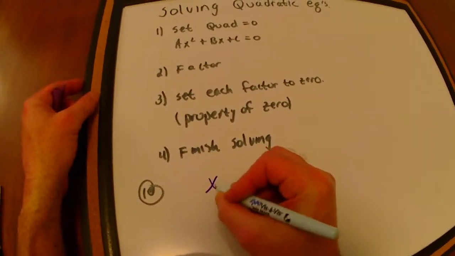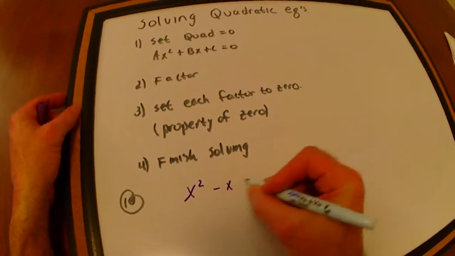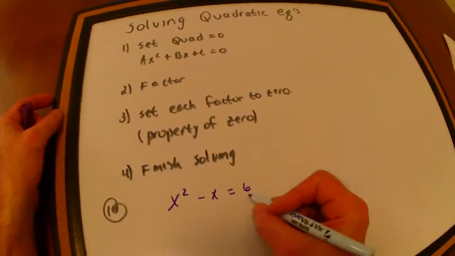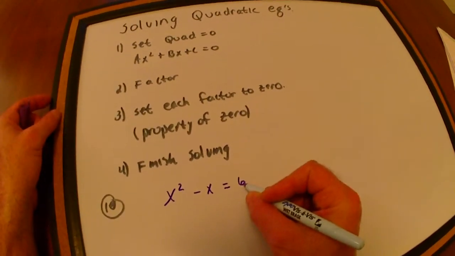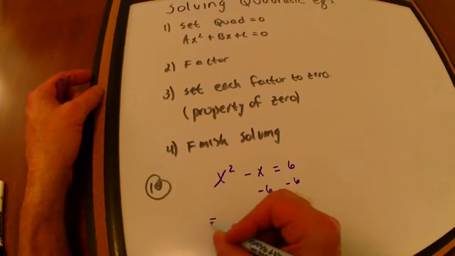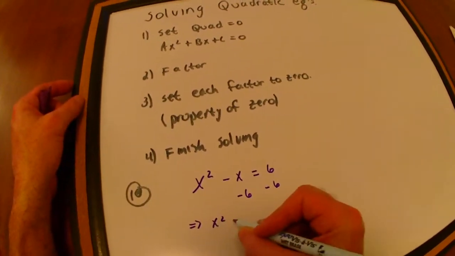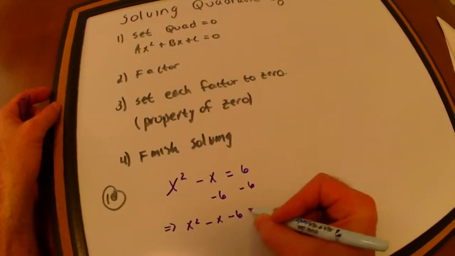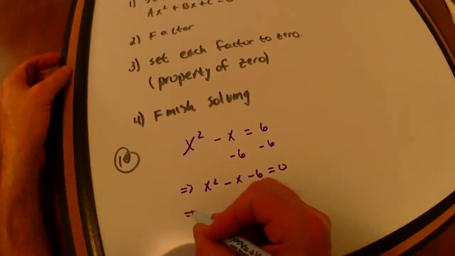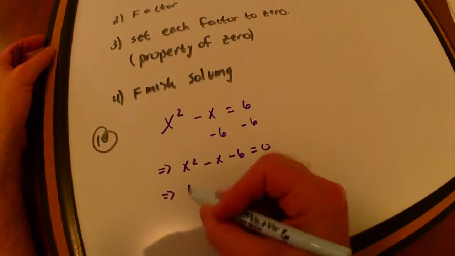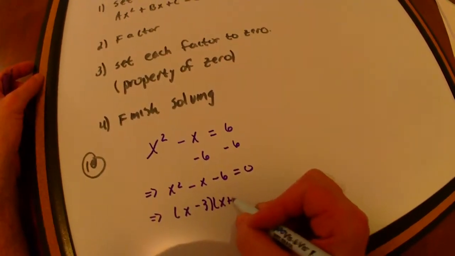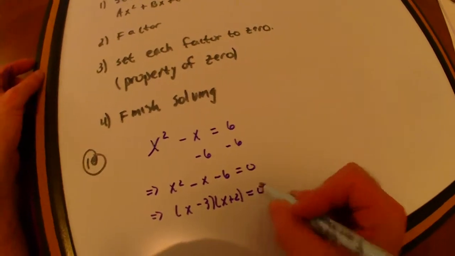So suppose we have x squared minus x equals 6. First thing we want to do is have 0 over here on the right. So we're going to subtract 6 from both sides. And that's going to give us x squared minus x minus 6 equals 0. So that's the first step, to have it set equal to 0. Then we're going to factor our quadratic. This factors to be (x minus 3)(x plus 2), all equal to 0.